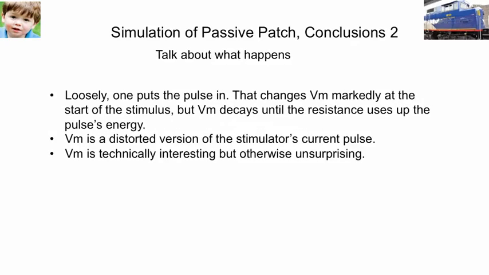If we talk about this in words, just somewhat more loosely, you could say you put a pulse in. That changes Vm pretty abruptly at the start of the stimulus. But then Vm decays until all of the charge on the capacitor has moved back through the resistance, and the resistance has used up the pulse's energy. If you think about the relative wave shape, you'd say Vm is a distorted version of the current pulse. It goes up more slowly, and it decays over a longer time.